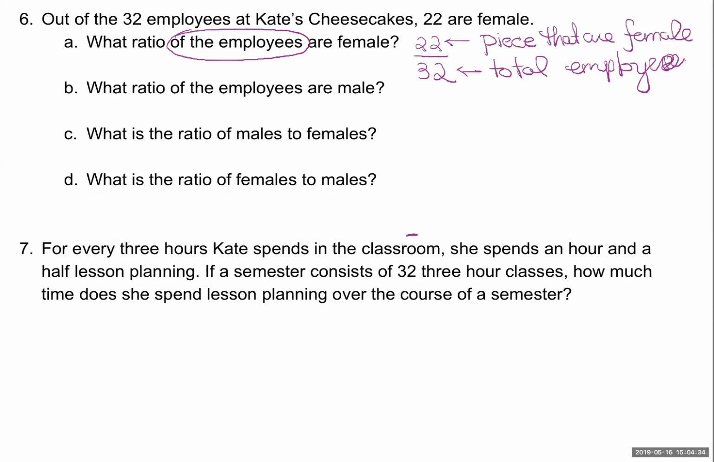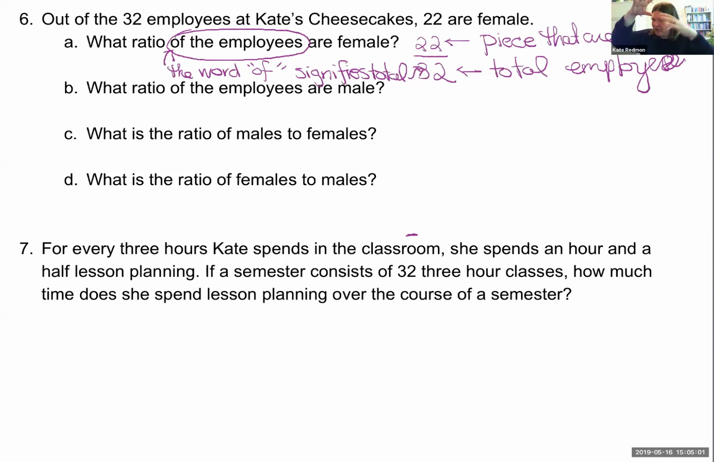No, I'm still confused on this one on how to get that. How to get that? Okay, so here's some clues, Debbie. The word of, when I say what ratio of the something were something, is usually the total. It signifies that that's the total. And you want the total on the bottom of the fraction. So when you see the word of, it's saying out of, you know, so many out of.